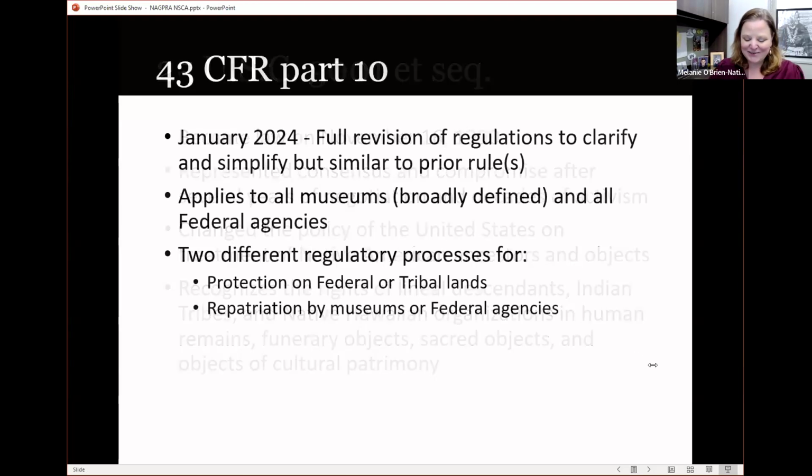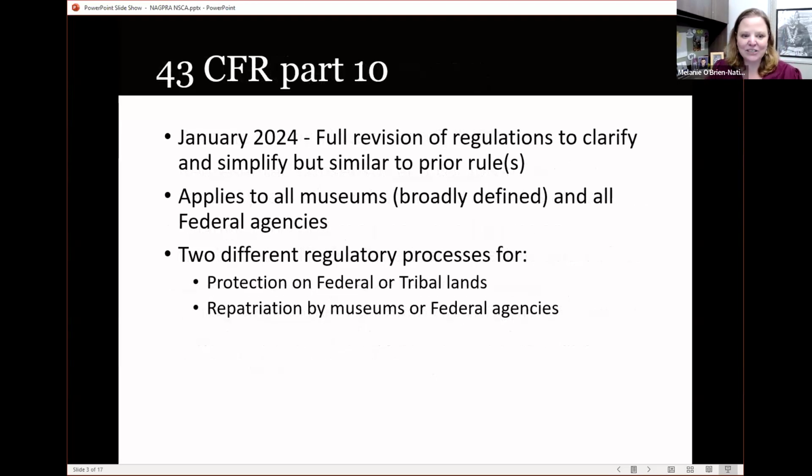So that brings us to the regulations, which provide additional guidance and information on the implementation of the law itself. We have had regulations under NAGPRA in the Code of Federal Regulations in Part 10 of Chapter 40 of Title 43 since 1995. But in the last year, in January of 2024, there was a full revision of those regulations aimed at clarifying and simplifying the process for repatriation under NAGPRA.